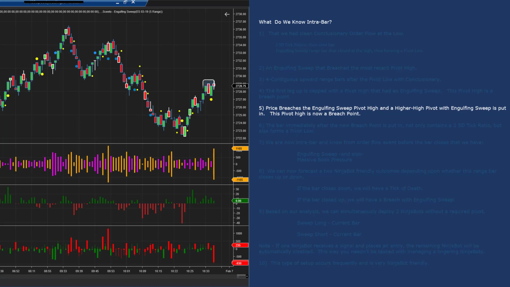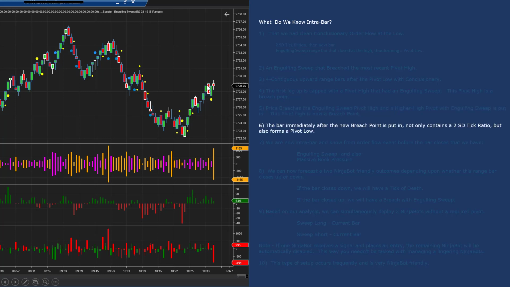Now you'll see price moves up again, and it has another engulfing sweep. So leg 1 looks pretty good. Leg 2 is shorter than leg 1 though. But we have the engulfing sweep, and what else do we have? This is what's really critical. We have a pivot immediately after that, and price resumes with the 2SD. That's a pretty good tell that we're teeing up. This next bar forms, and now we're really at intra-bar analysis.